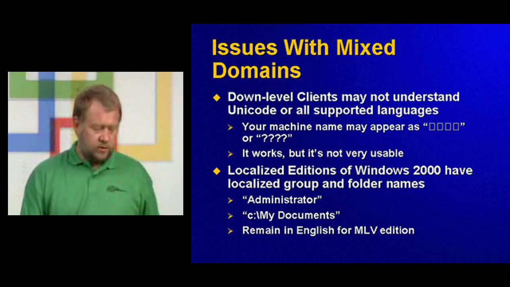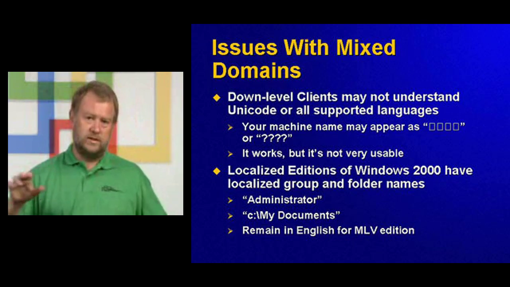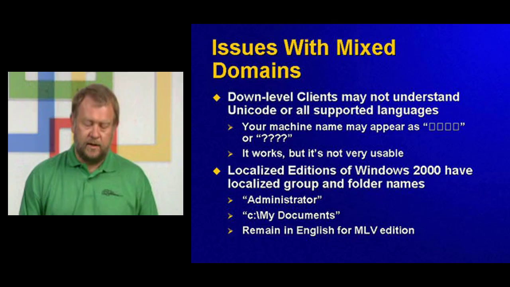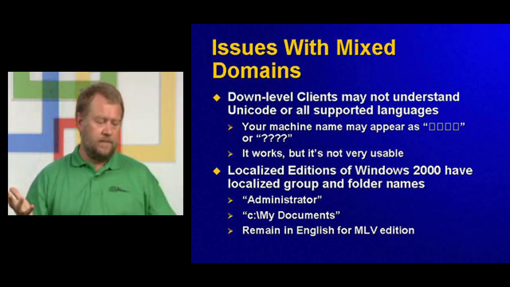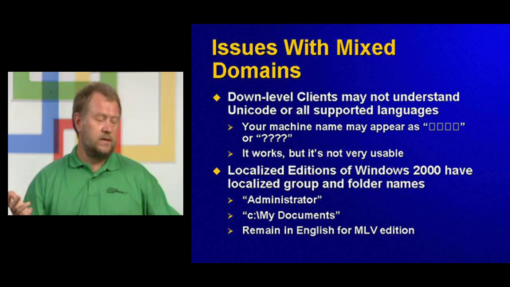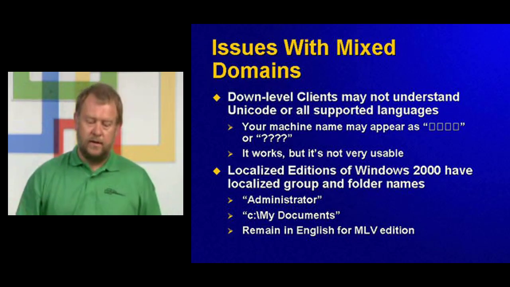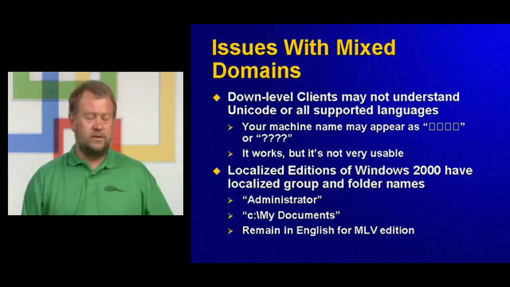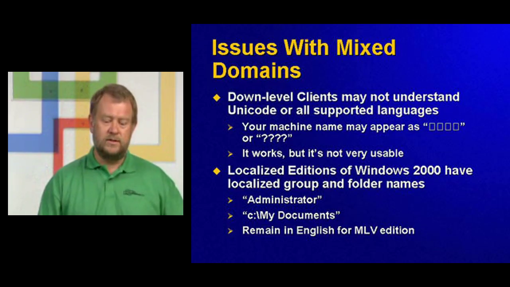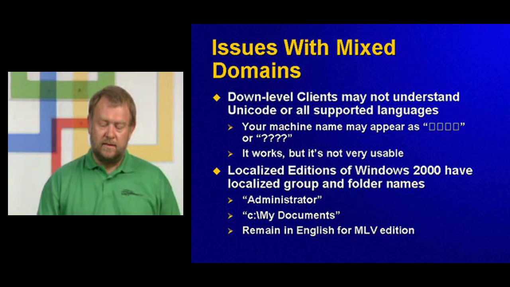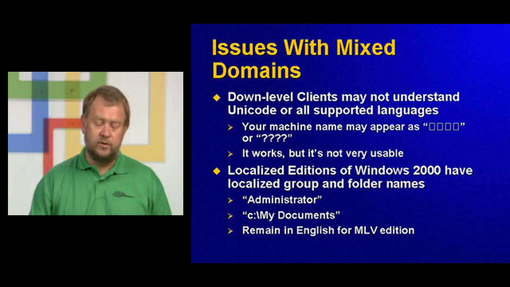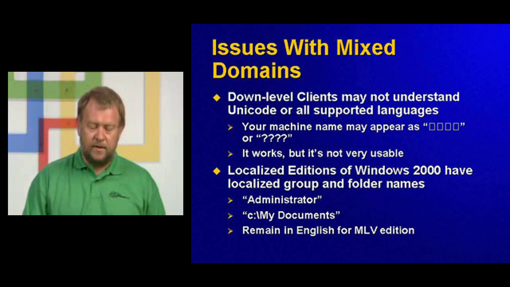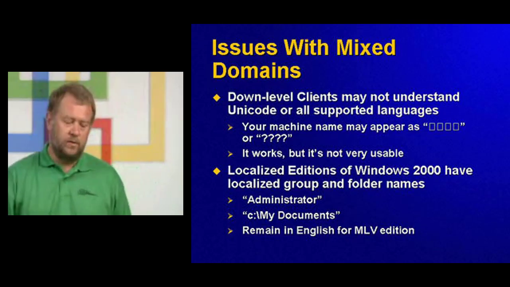Okay, there's some other issues with mixed domains. If you have a situation of one domain talking to another or one system talking to another, for example, if you have a Japanese Windows 95 system and it accesses a Windows 2000 system that has a Greek file name, then you'll see the machine name for that Windows 2000 system appear as boxes, which means the font required to display those characters isn't present on the Windows 95 system, or it'll display as question marks, which means when it was converted from Unicode to ANSI, the characters required were not in the system code page. That's what the question marks mean.